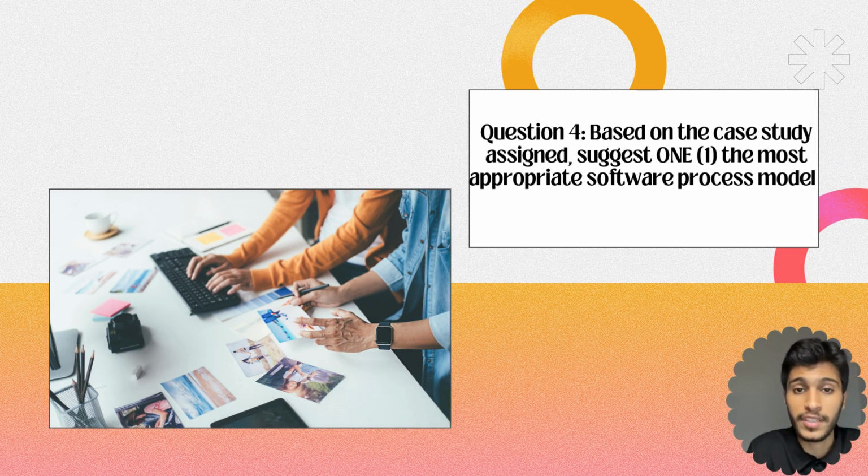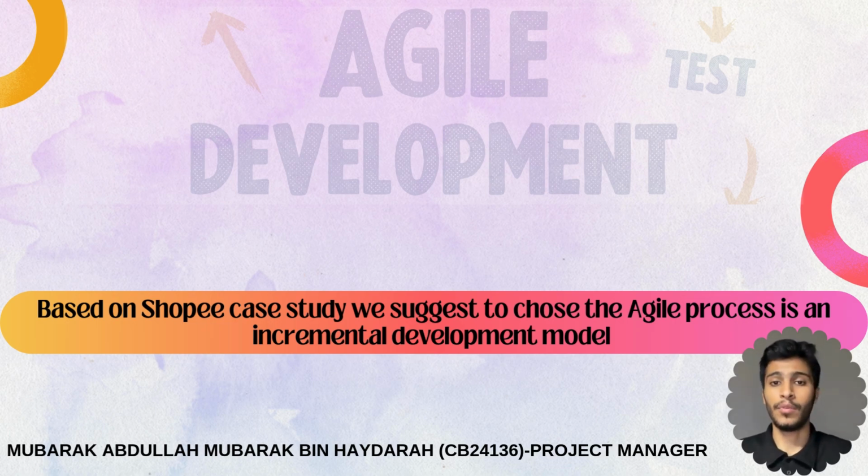Okay, now we'll move to the next question, number 4. We'll begin with Hazik Muttaqin with question 4.1, 4.2 with Noreen Erdina, 4.3 with Mubarak Abdullah, and 4.4 with Majid Saleh. My name is Mubarak Abdullah with Matric ID CB24136.